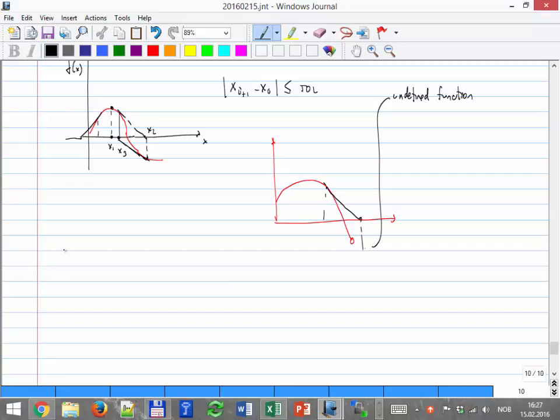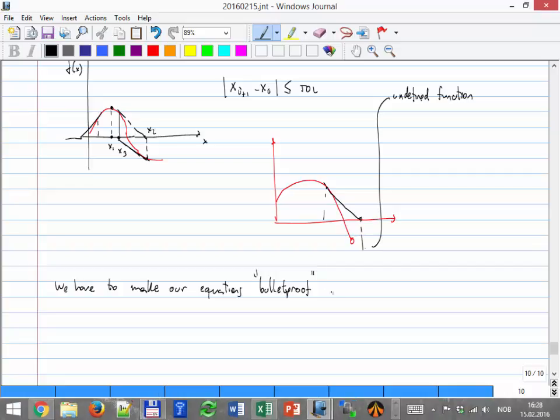So we have really one comment to solve in an automated way. Remember, with numerical methods we are all the time using some automated procedure that we execute with the computer. So we have to make our equations a bit bulletproof. Bulletproof means that if I give a badly assumed input, it's either going to give zero, or it's going to find a way so that the solving algorithm doesn't crash. Avoid crashing of the solving algorithm.